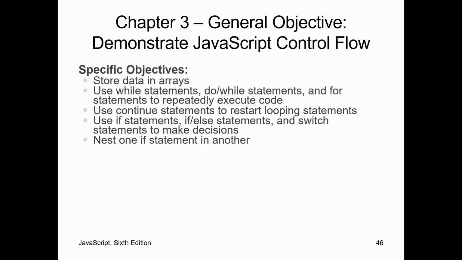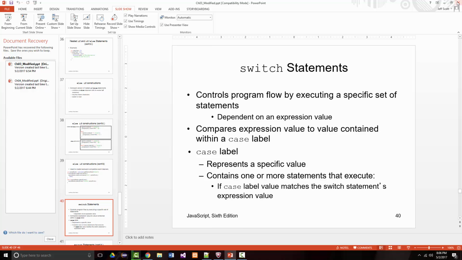So in here, we talked about how to store data in arrays, the while loop, the do while loop, the for loop, the continue statement, along with, I showed you the break. We looked at the if else, the if else if, the if else if else, with as many else ifs as you want or need. We just looked at the switch, and I showed you. I didn't show you nesting one if inside of another. I showed you nesting one while loop inside of another. So that's it for this chapter.